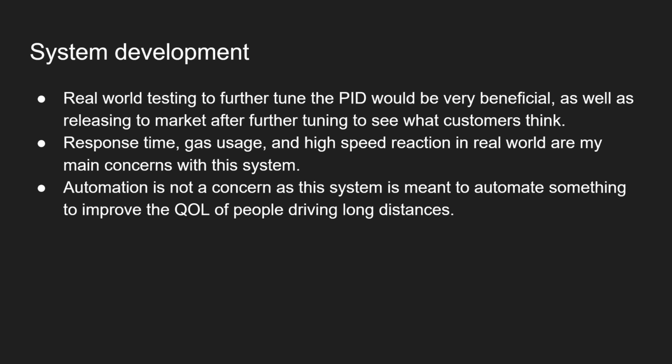Now, automation is not a concern of my system, as this system is meant to automate something to improve the quality of life of people driving long distances. People actually use a lot of time in cars currently in today's world, and many people, as well as myself, enjoy using it. That is all for my presentation.